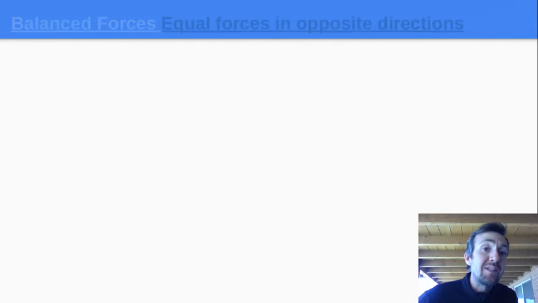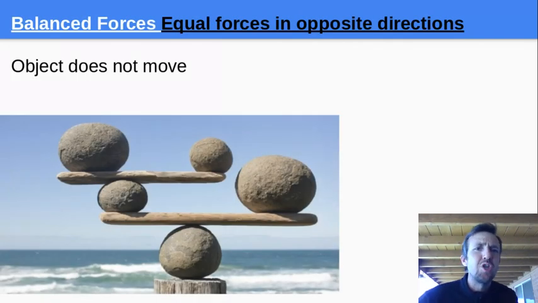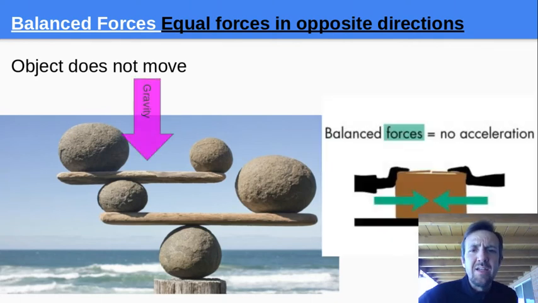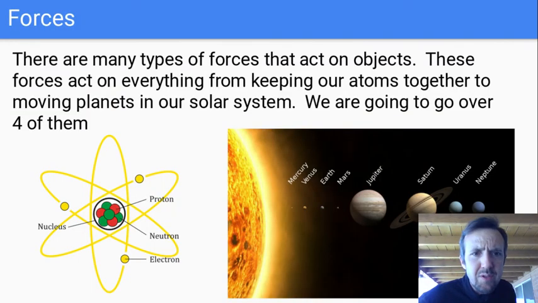If an object is not moving, like these rocks balanced here, that means the forces are balanced. That means that the arrows and the forces are equal, and there is no acceleration. So the arrows here are equal in shape, they're equal in length, but they're moving in opposite directions. They're pushing against each other, so there is no acceleration. So if equal forces move in opposite directions, you have a balanced force.